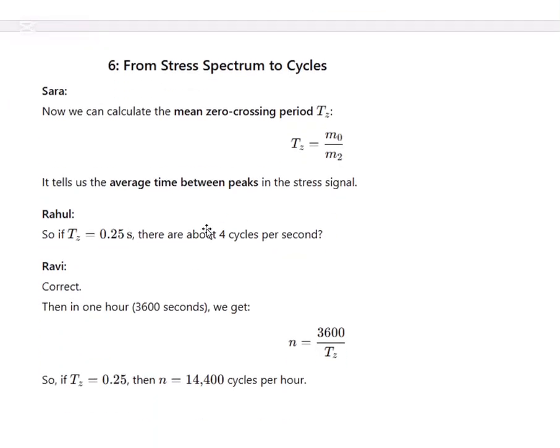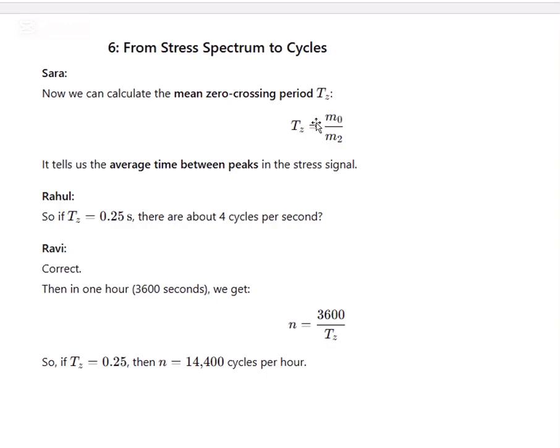So from this stress spectrum to cycles, TZ is the square root of M0 by M2. So now we calculate the mean zero crossing period. It tells us the average time between the peaks in the stress signal.